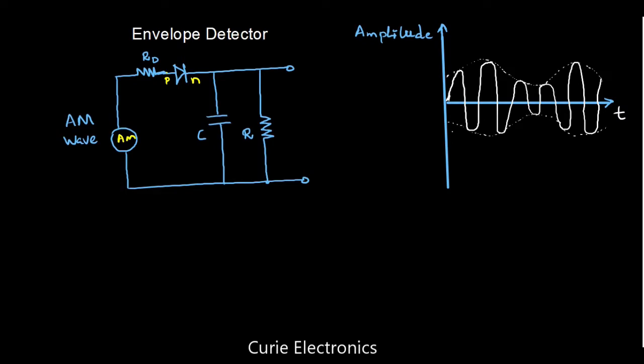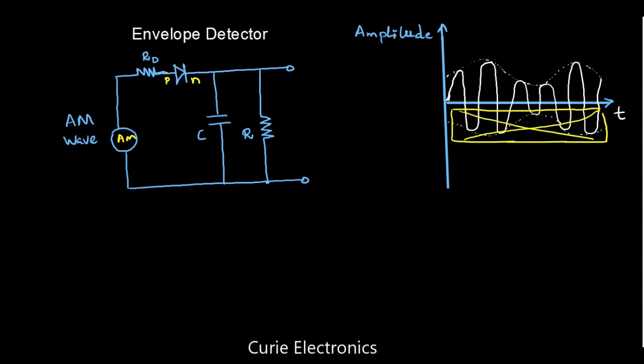So this diode is just acting like a rectifier. Only the positive cycles will pass through. So we are going to get the upper sideband. The lower sideband we can simply neglect because the diode is not going to pass it. Now we'll see what happens to the upper sideband. When the carrier voltage at the P region is greater than the N region voltage, the diode conducts.